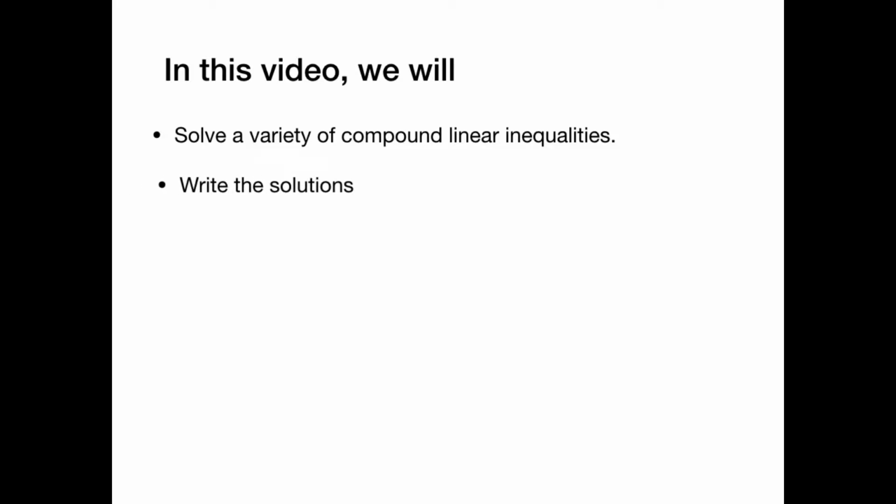In this video, we'll solve a variety of compound linear inequalities and we'll write the solutions on the number line and in interval notation.